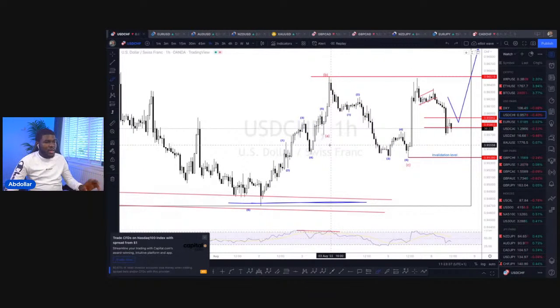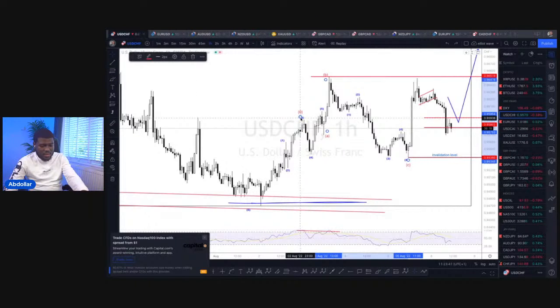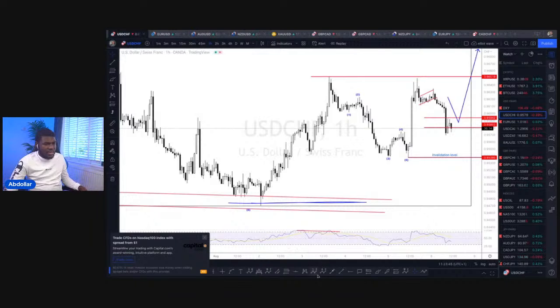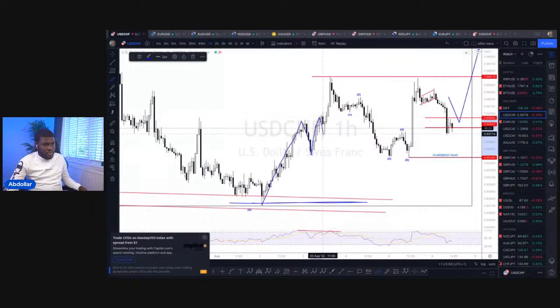That is one. The second way I want us to look at this USDCHF analysis is this. It might be that what we are seeing here is just an ABC correction, starting from this low to this high. This might be A, this might be B, and ABC also. So we can call it W, and this can be X.